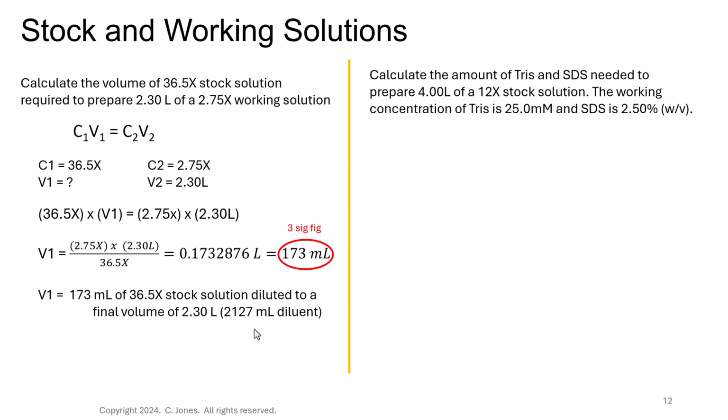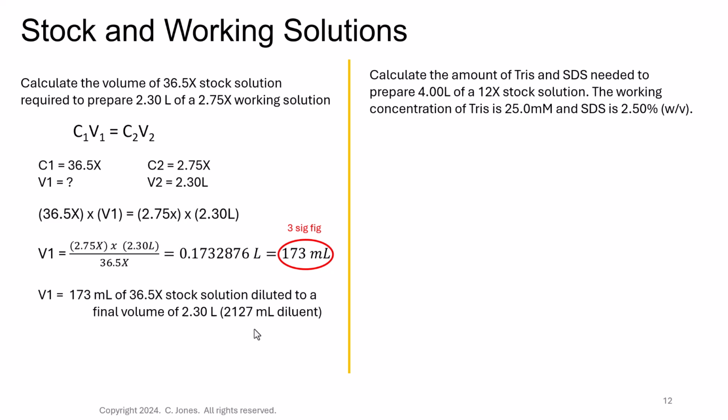Calculate the amount of Tris and SDS needed to prepare 4.00 liters of a 12x stock solution. The working concentration of Tris is 25.0 millimolar, and SDS is 2.5% by weight volume. So this is a two-component solution.